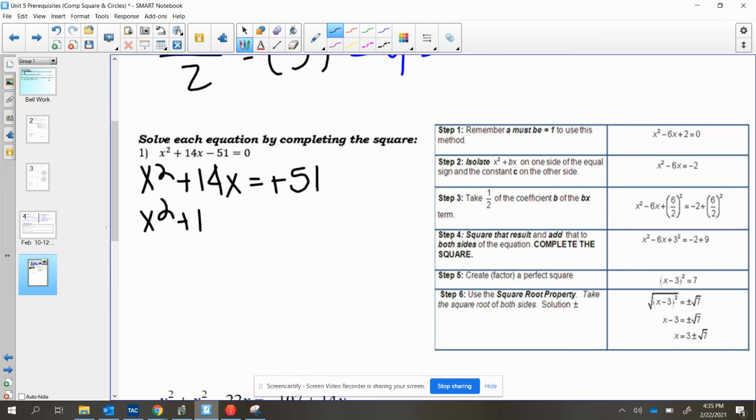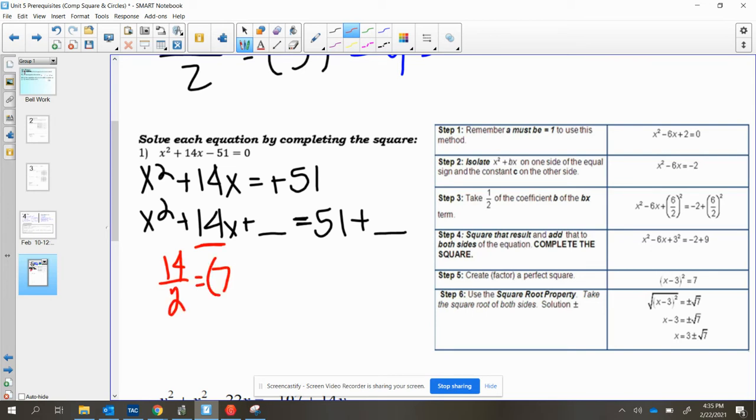Now what we're going to do is find that C value that is going to make the left-hand side factorable. Now, because this is an equation, that equal sign means whatever you add to the left, you also need to add to the right. And that value that we're adding on is going to be that B value divided by 2 and then squared. So in both blanks, we're going to put 49.